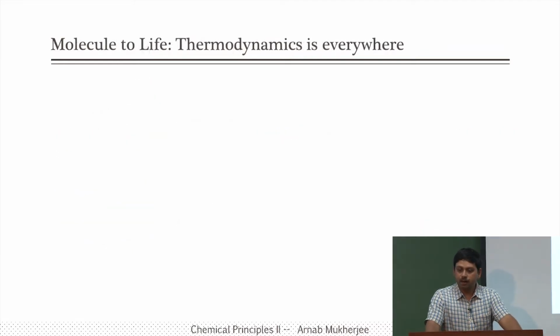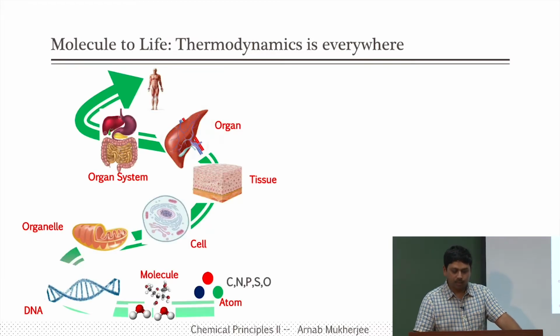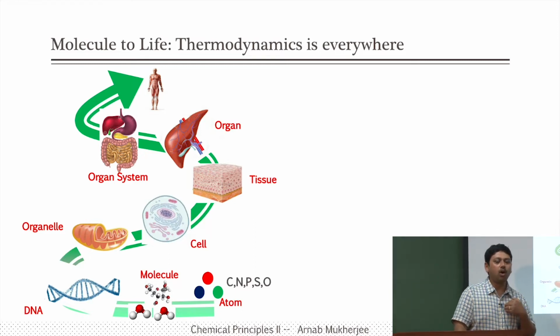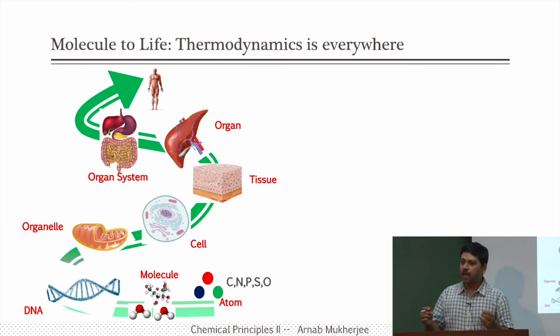Now, let us talk about molecules of life. Thermodynamics is everywhere. So, let us talk about atoms. We know that common atoms like carbon, nitrogen, phosphorus, sulfur, oxygen combine to form molecules, right. Those molecules combine to form supramolecules like DNA. Those supramolecules assemble together and form organelles. Those organelles are present in a cell, that cell gives tissue, then organs, organ systems and human beings. So, ultimately we are all made of those atoms and molecules.